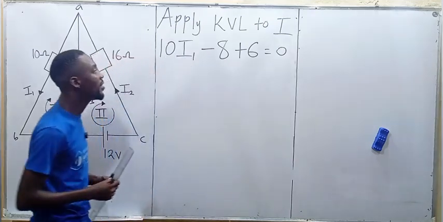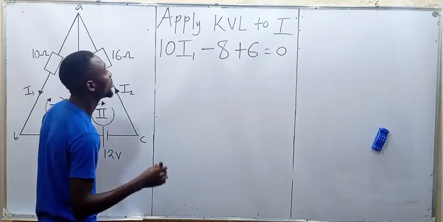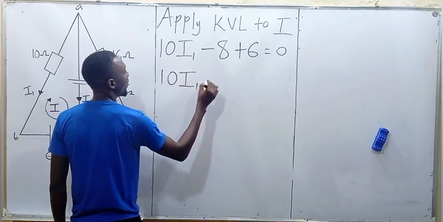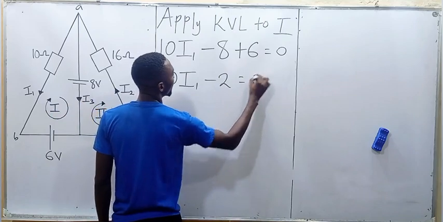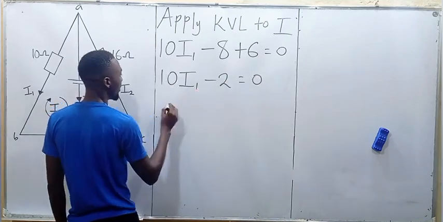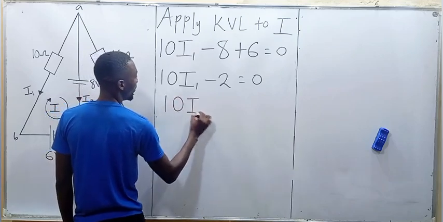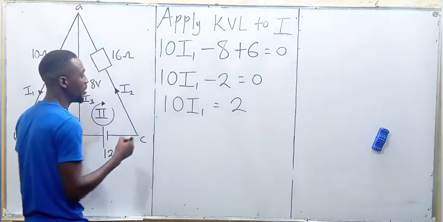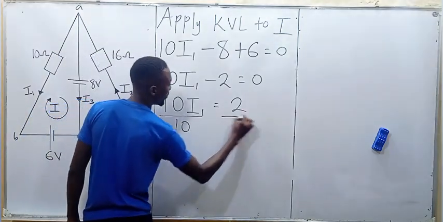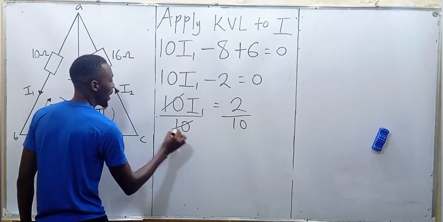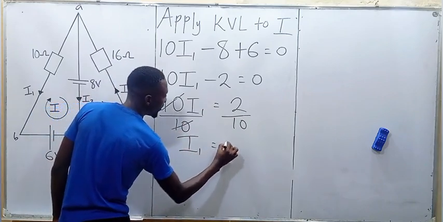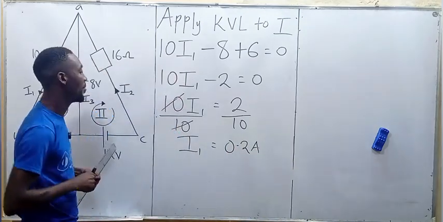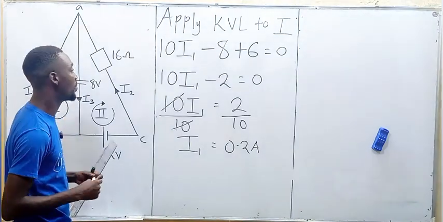Minus 8 plus 6 gives us minus 2. So we have 10 I1 minus 2 equals 0. Moving the negative to the other side, 10 I1 equals 0 plus 2, which is 2. To get the value of I1, we divide both sides by 10, so I1 equals 0.2 ampere. The value for our I1 is 0.2 ampere.